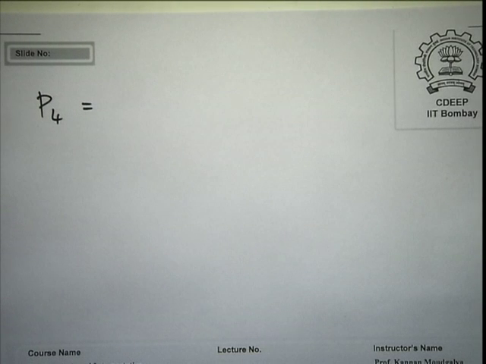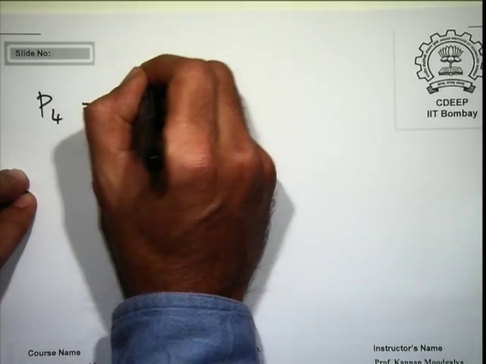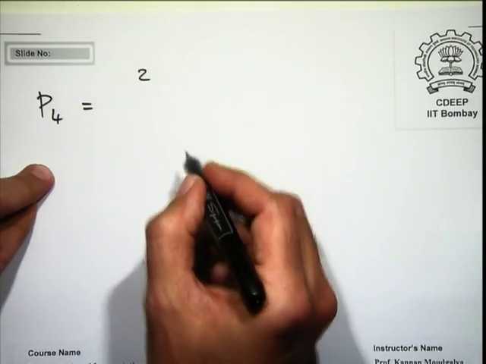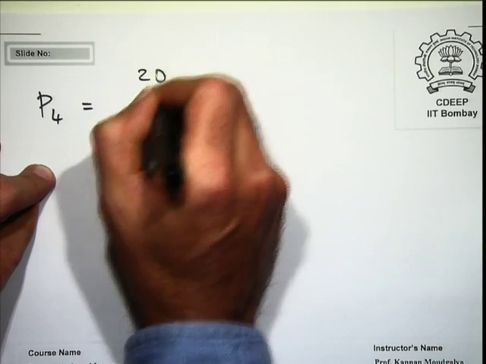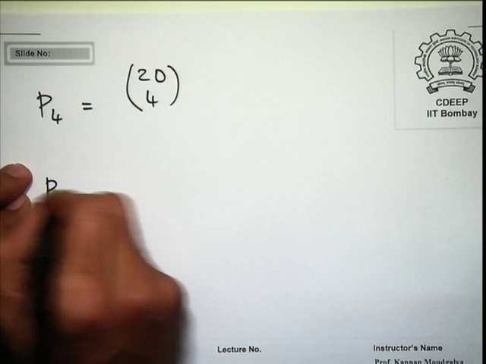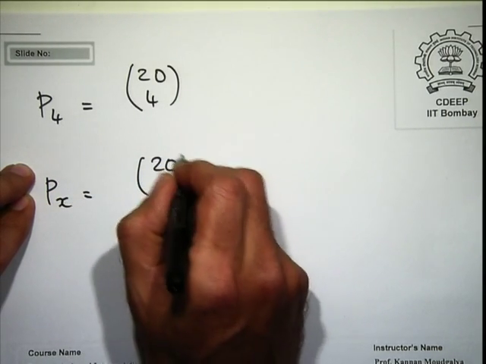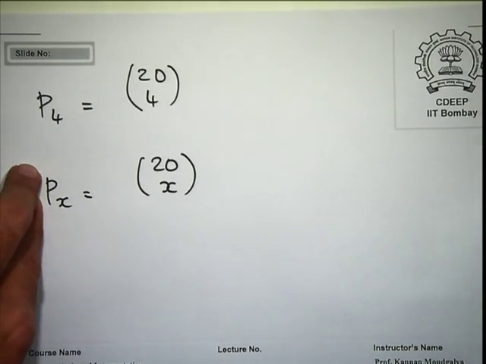Okay, by the way, this comes from what is known as hypergeometric distribution. You will read about it in detail in this course, but you can show that P4 is, Px, I can write, 20 Cx.